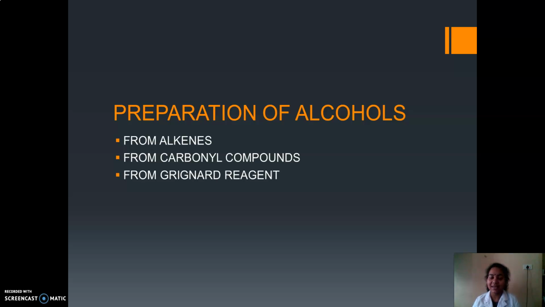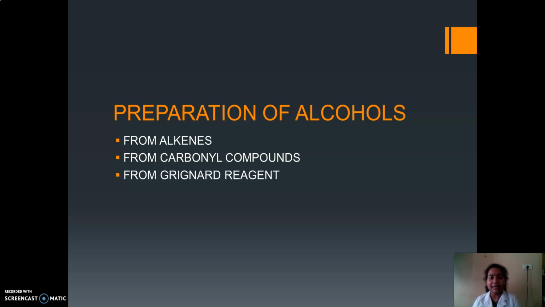Last class we discussed the structure of the functional groups in alcohols, phenols and ethers. In today's class we are going to discuss a very important topic, that is the preparation of alcohols. How can we prepare alcohols?